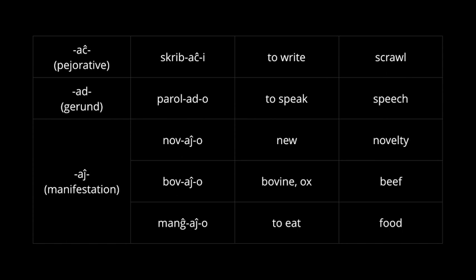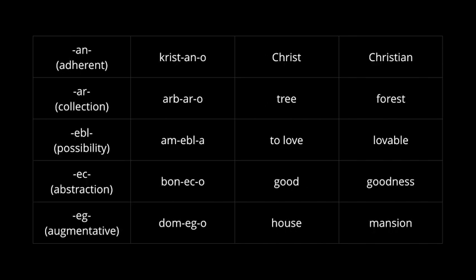If you take an animal, it rather grimly refers to meat from the animal. So beef is bovajo, a manifestation or a piece from a bovine. And oddly enough, food is the manifestation of eating, mangiajo. An adherent of a philosophy or a religion is an an. So you start with the name of Christ, Christo, and make Christian from that by saying Cristano.